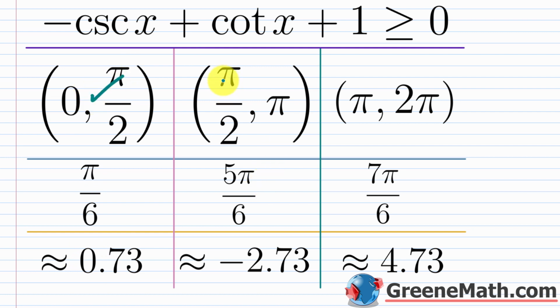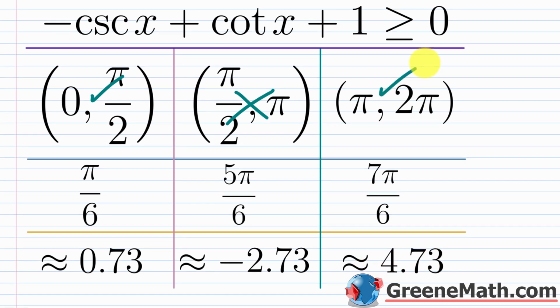Then here, between pi over 2 and pi, if you work in this interval, let's say we pick 5 pi over 6, we get about negative 2.73. So this is negative, so it's not going to work. Then in the interval between pi and 2 pi, well, basically we're picking 7 pi over 6. You plug that in, you get about 4.73. So this is positive, so this is going to work. Now the solution here is a little bit complicated to put together.